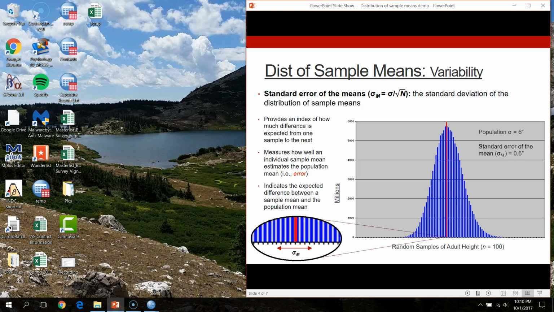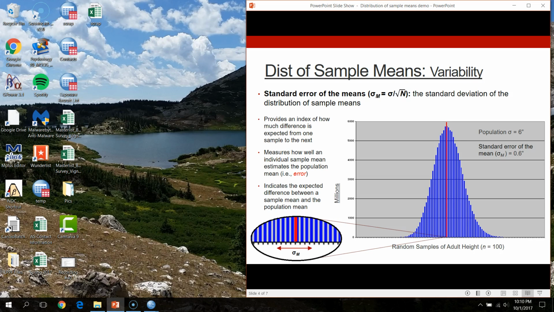And then we also talked about variability. Remember, the variability of our distribution of sample means is our standard error, and a standard error is literally the standard deviation of the distribution of sample means. Conceptually, we can think about standard error in a couple of different ways. One, as an index of how much difference we would expect from one replication sample to the next. As I randomly select adults from the US population, how much would I expect their average height to jump from replication to replication?